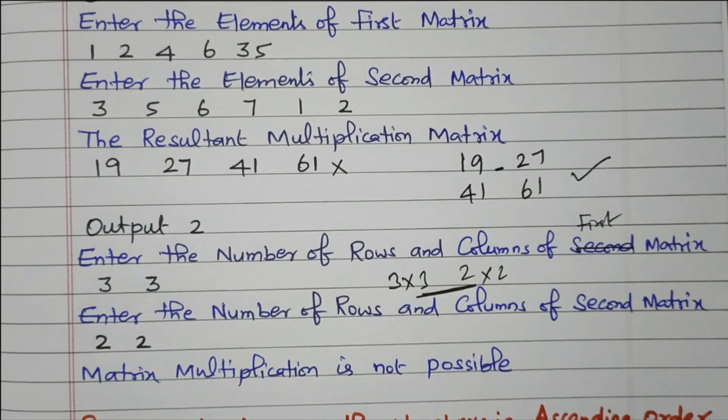So in this program we discussed how to do the matrix multiplication, what is the condition, what is the resultant matrix, what is the process to do the matrix multiplication, and we discussed how to write the code.